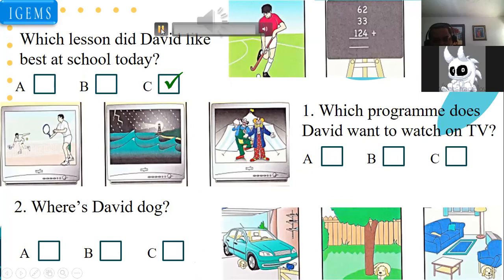Here we go. Part four, listen and look. There is one example. Which lesson did David like best at school today? Hello, David. Did you have a good day at school? Yes, thanks, Mum. Maths was difficult, but I enjoyed art today. What did you do? We brought in some leaves from the playground and painted them. It was my best lesson today. And what about your hockey lesson? We couldn't have it because our teacher was ill.